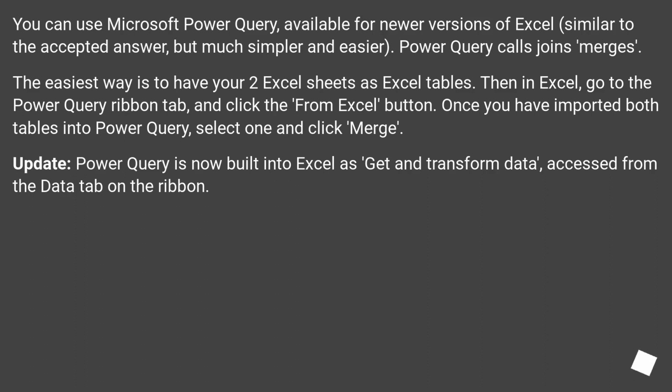You can use Microsoft Power Query, available for newer versions of Excel, similar to the accepted answer, but much simpler and easier. Power Query calls joins merges. The easiest way is to have your two Excel sheets as Excel tables. Then in Excel, go to the Power Query ribbon tab, and click the From Excel button. Once you have imported both tables into Power Query, select one and click Merge. Update: Power Query is now built into Excel as Get and Transform Data, accessed from the Data tab on the ribbon.